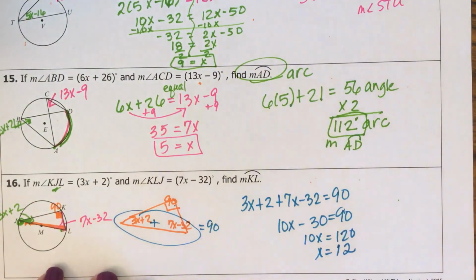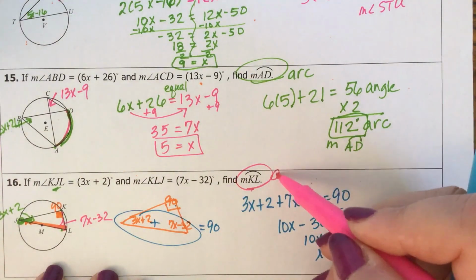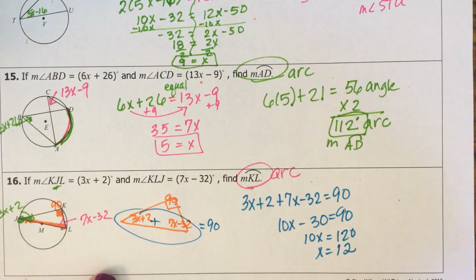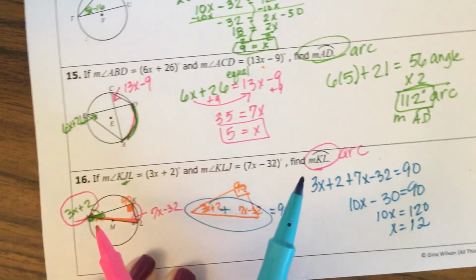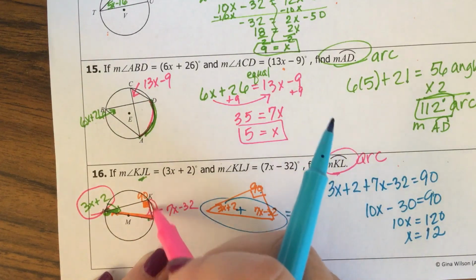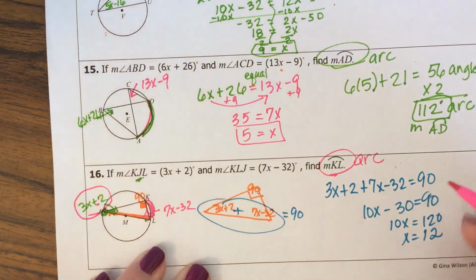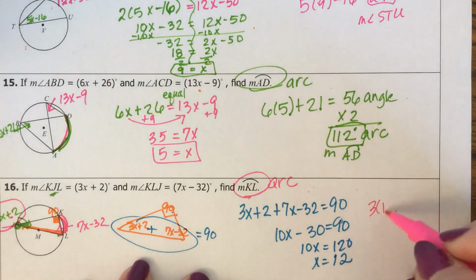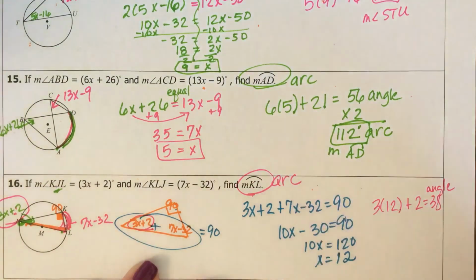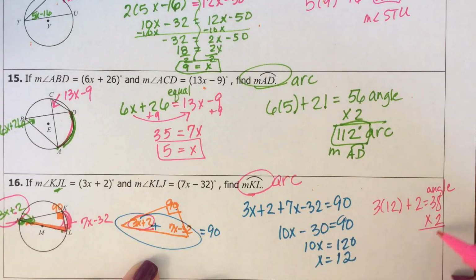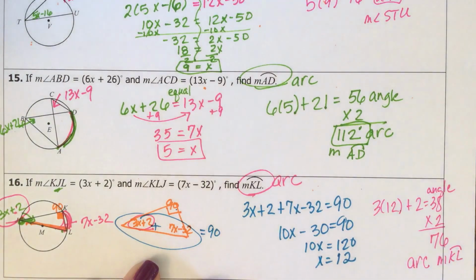Be sure you remember what we're looking for. We want to know the arc. Okay, they're wanting the arc KL, so this one right here. So we need to use 3x plus 2. If I want to know this arc, I need to know this angle. So 3 times 12 plus 2 gives me 38, which is the angle. We're looking at this angle right here. And if I multiply by 2, I get 76, which is my arc, KL.